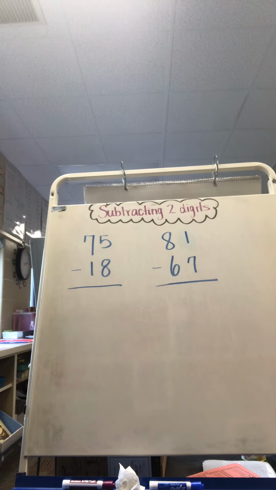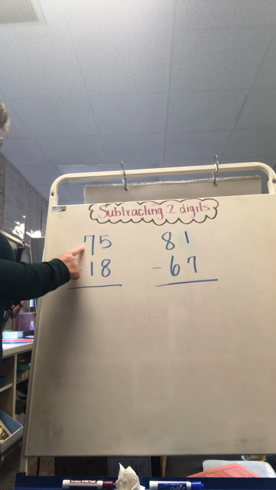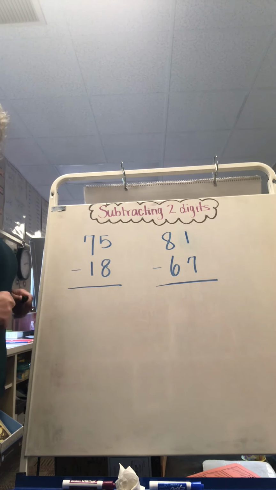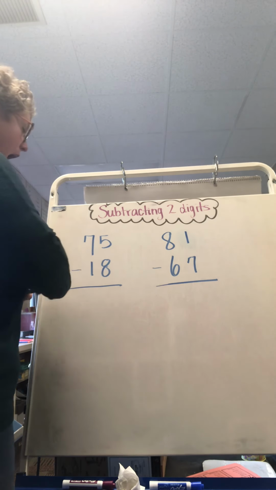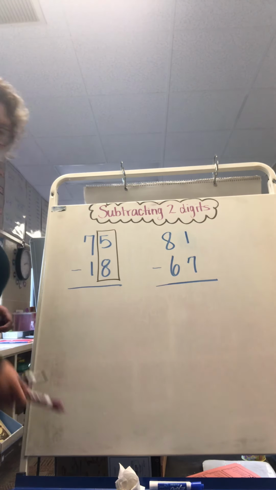Alright, so for both of these problems, boys and girls, we will need to work on regrouping or borrowing. Just like I said before, the larger number is going to go on top with subtraction. 75 is larger than 18. Always want to make sure we line them up by place value. I'm going to start with my ones, just like I've done before.